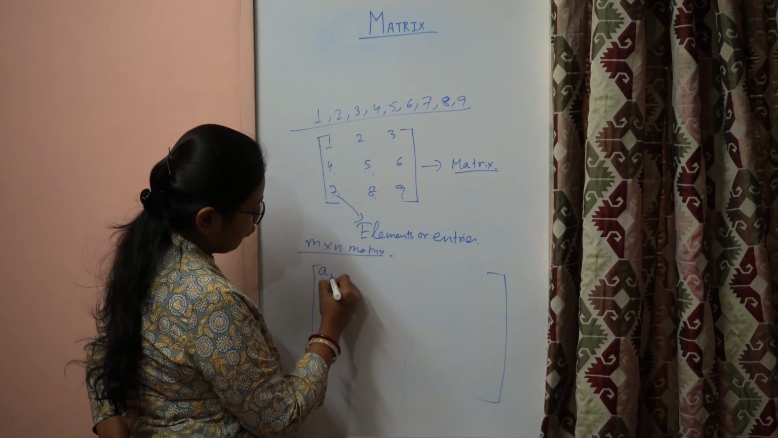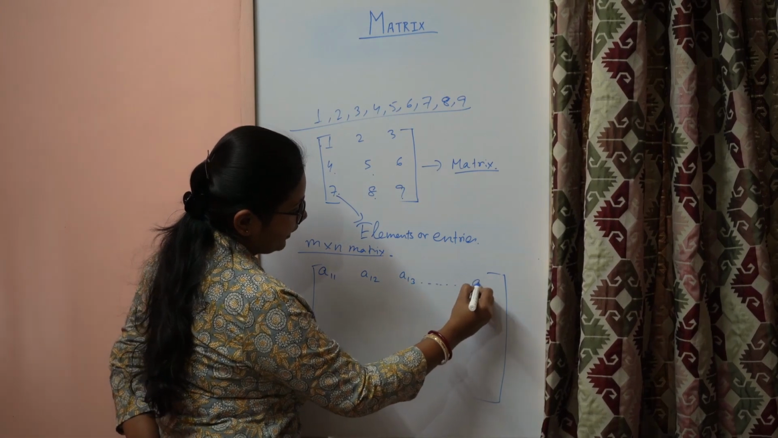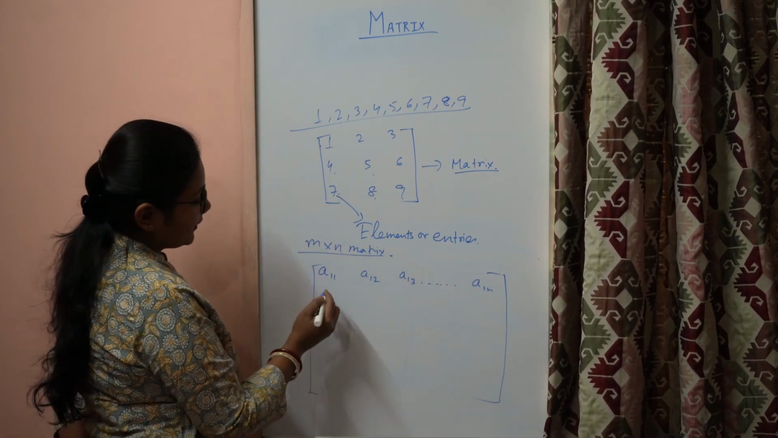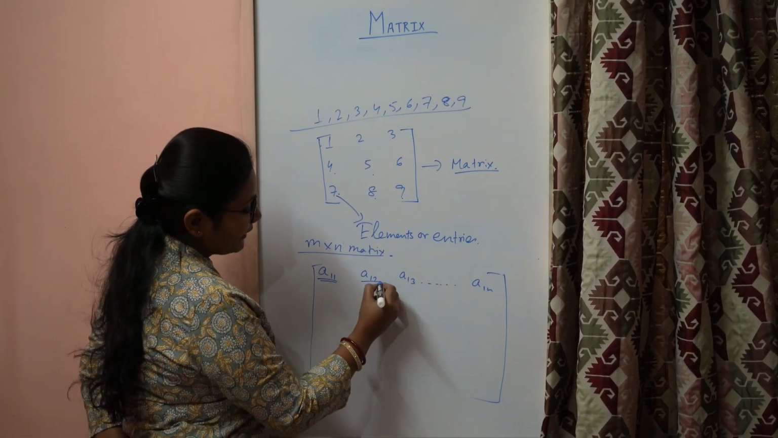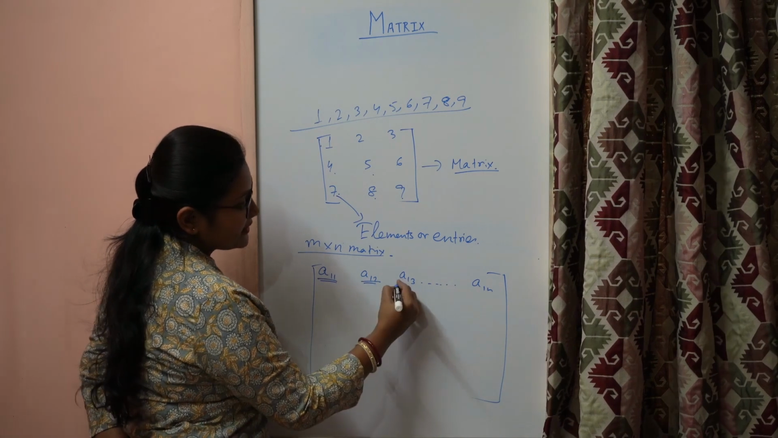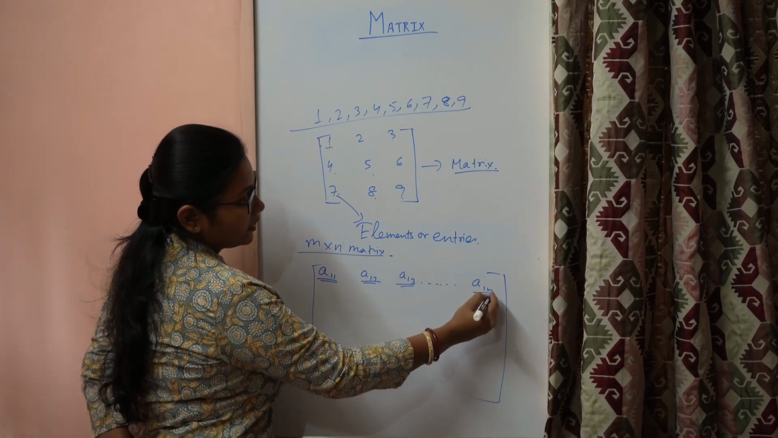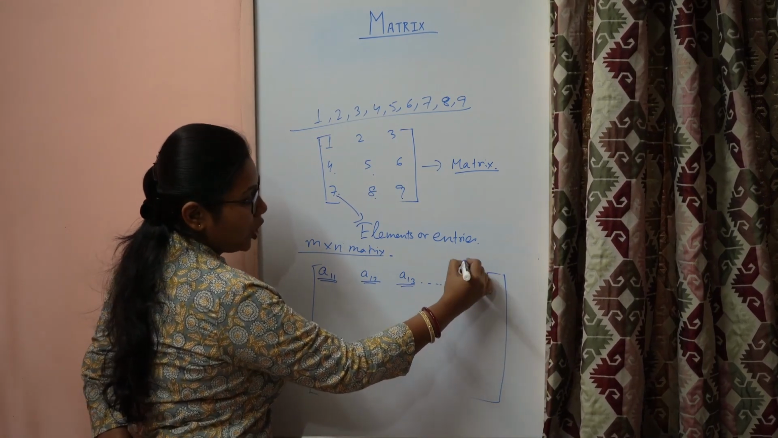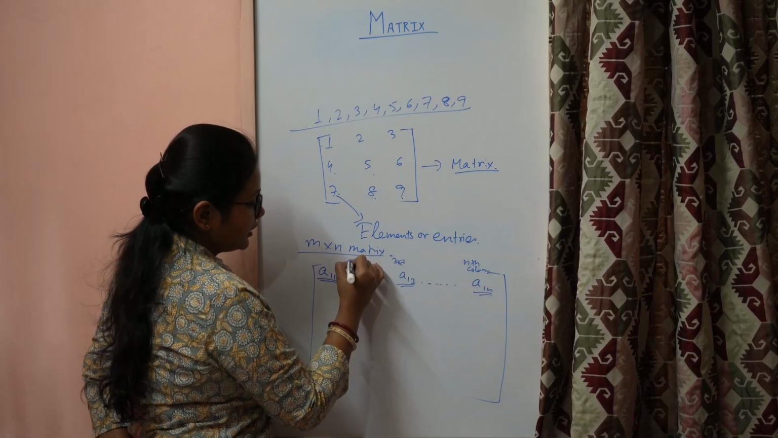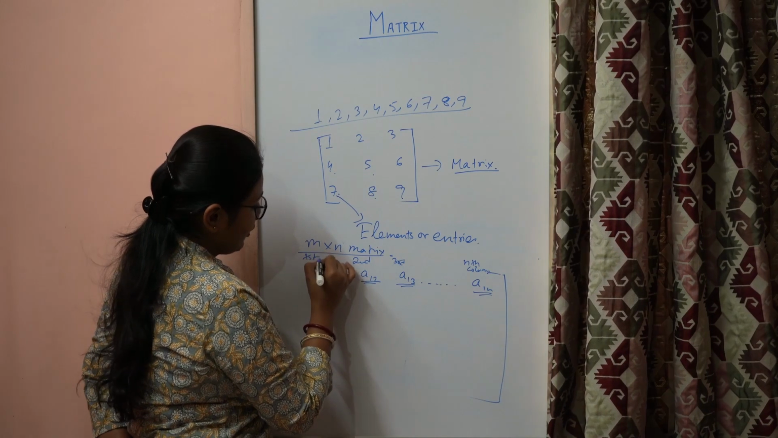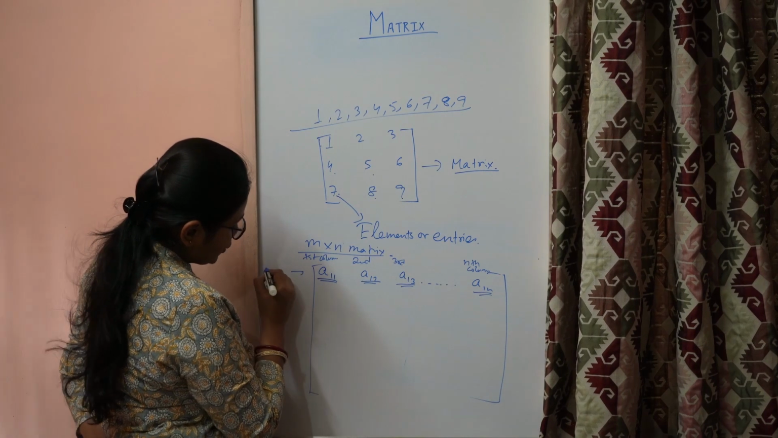That is A11, A12, A13 up to A1n. This is the element of first row and first column. This is the element of first row and second column. This is the element of first row, third column, and so on. This is the element of first row and nth column. This is third, this is second, and this is first column. This is the first row.